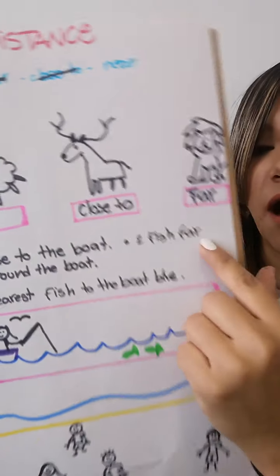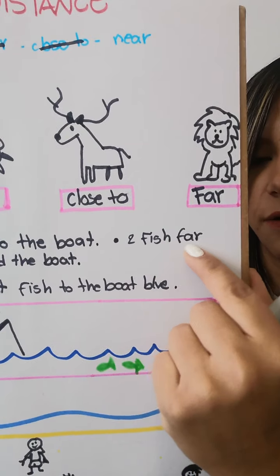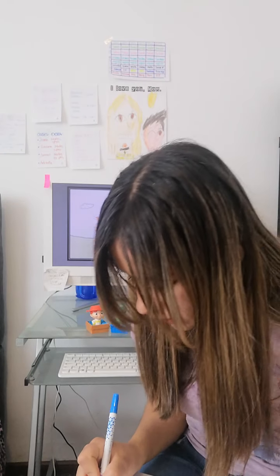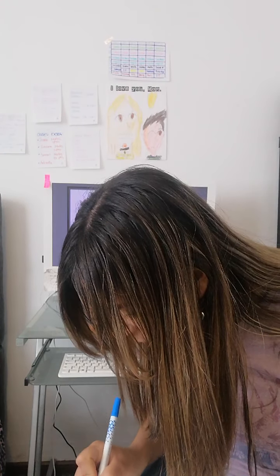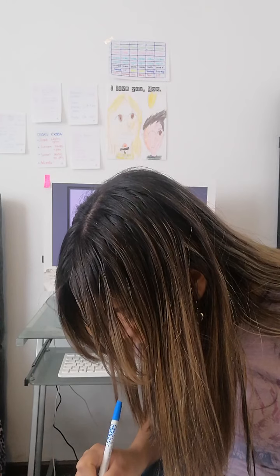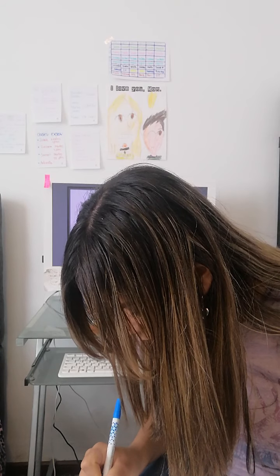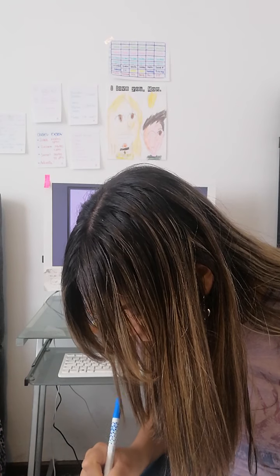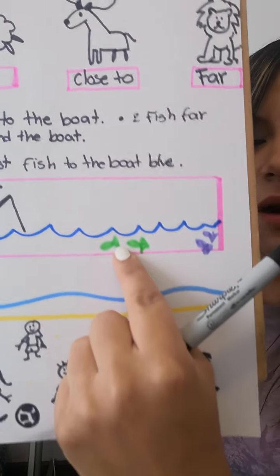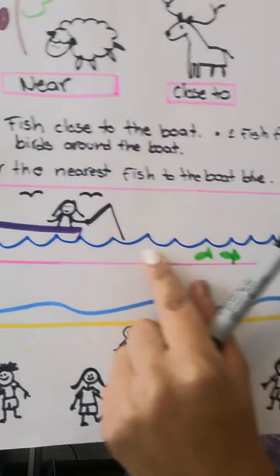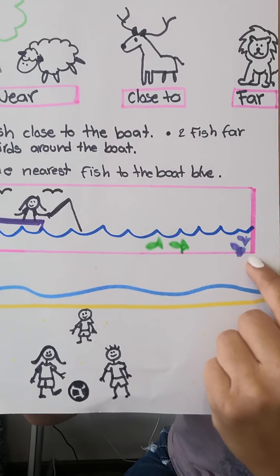2 fish far. 2 fish far from the boat. I'm gonna use another color to draw 2 fish far away from the boat. Oopsie. Okay. So these are my fish that are close to the boat and these ones that are far from the boat. Close to, far.